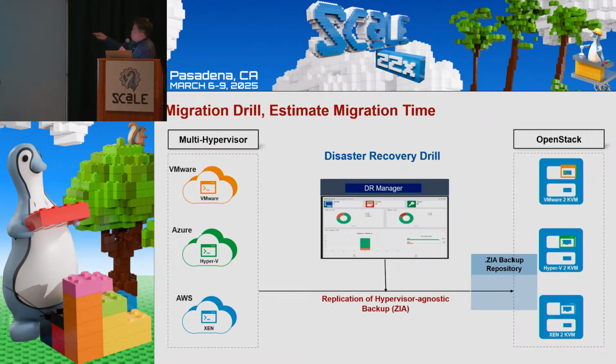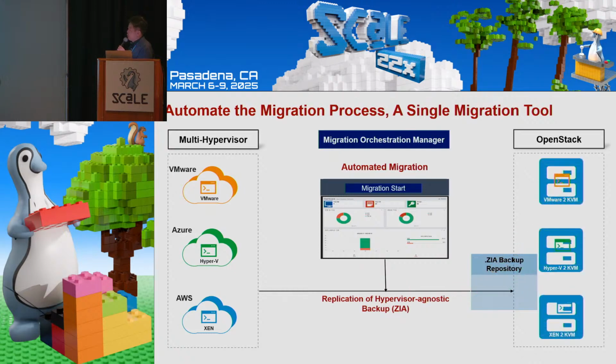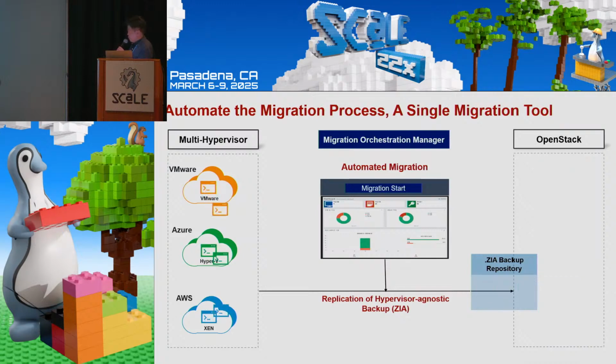And if your DR drill time is like 4 hours for recovering 100 virtual machines, your migration time for 100 virtual machines to OpenStack is 4 hours. You can automate all these migration processes by leveraging the OpenTofu or Terraform automation script like this. Do the migration drill first. Then you can make all these processes automatic.